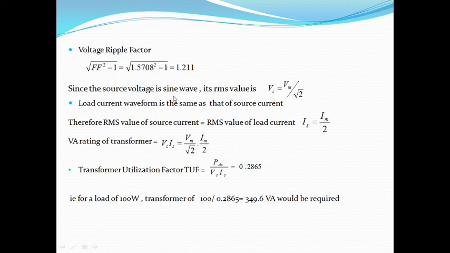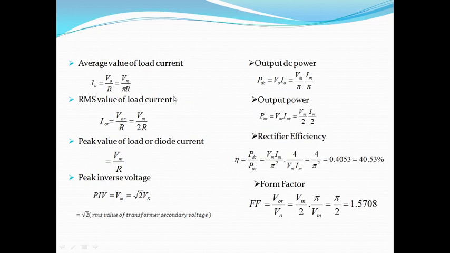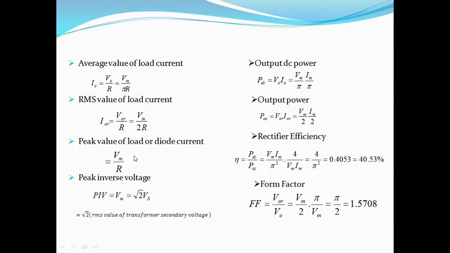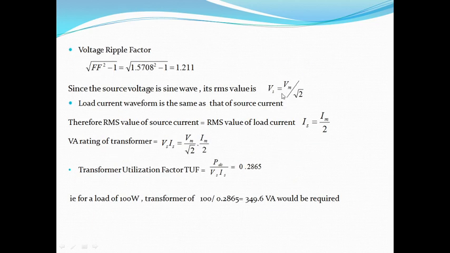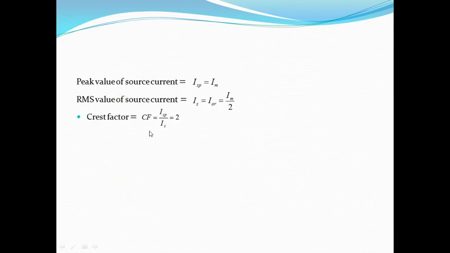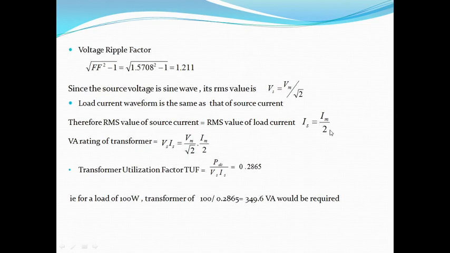Since the source voltage is a sine wave, we have taken Vs equal to Vm sine omega t. Its RMS value is Vs equal to Vm upon root 2. Then load current is the same as the source current, so the RMS value of source current is the RMS value of load current. We have found the RMS value of load current is equal to Vm upon 2R, or Im by 2.